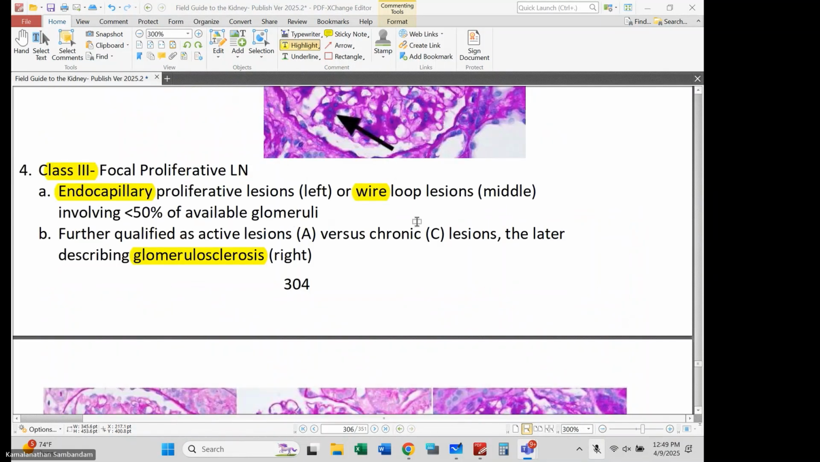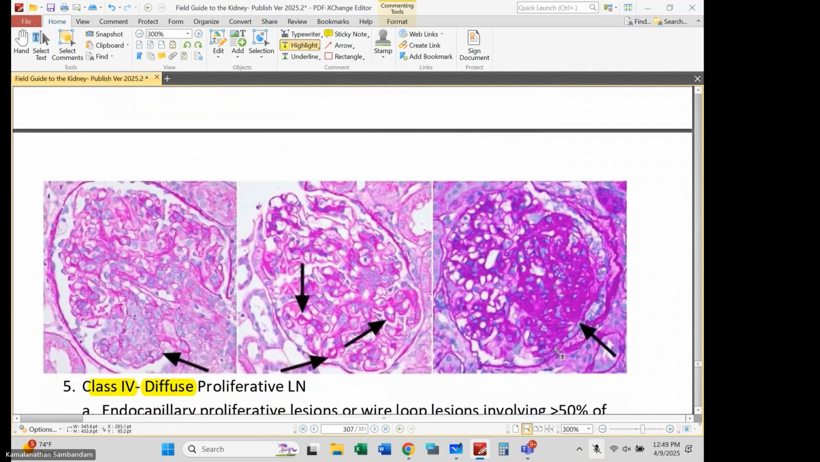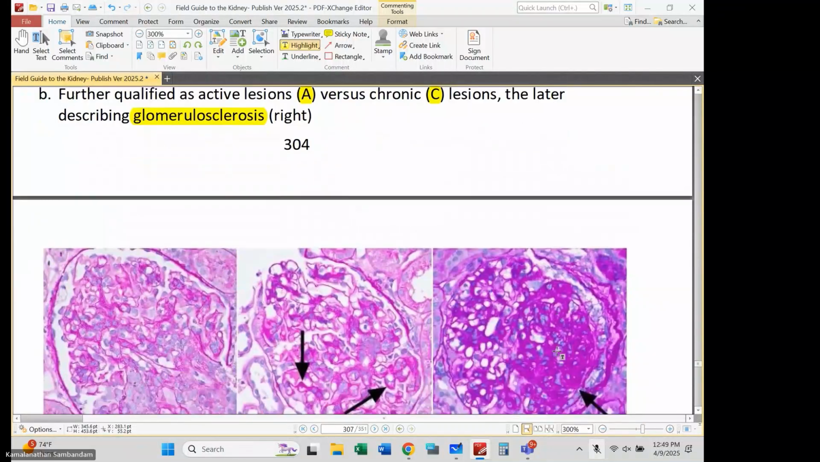And the way they count it in the standard rubric is that they'll say there's an activity score of X and a chronicity score of Y. So they may have a very low activity score and a very high chronicity score if all you see is IFTA and sclerosis without a lot of hypercellularity. Okay.